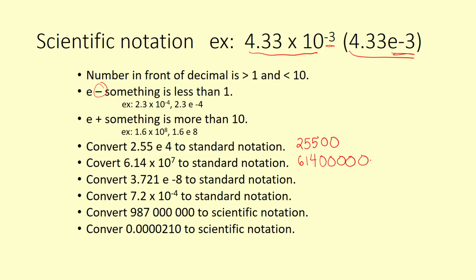And I could always check by going backwards. 1, 2, 3, 4, 5, 6, 7. So this number was 61,400,000.